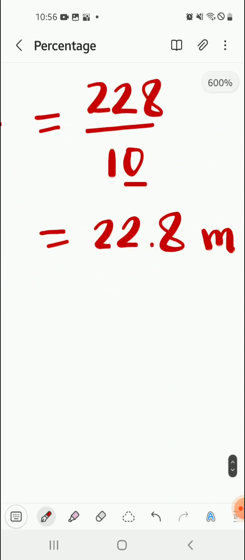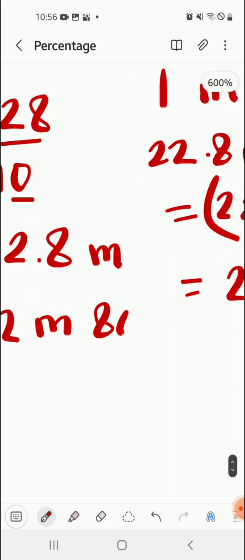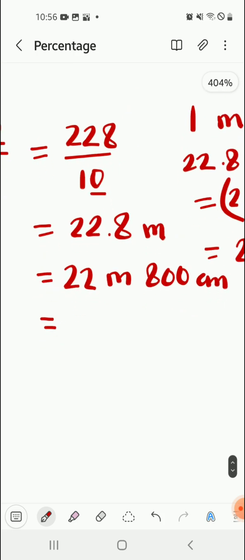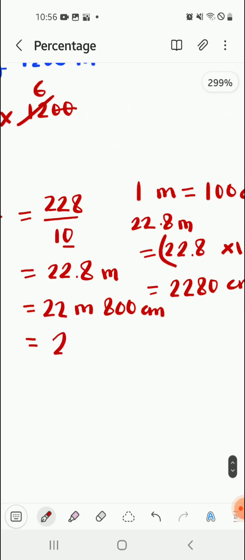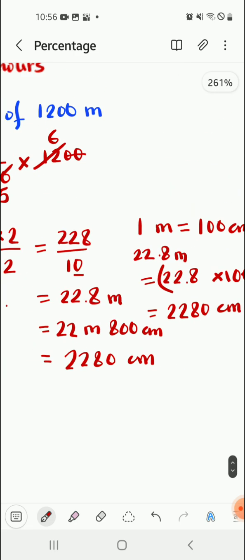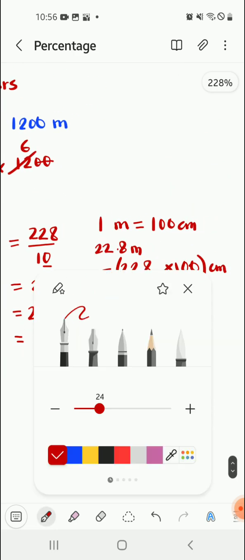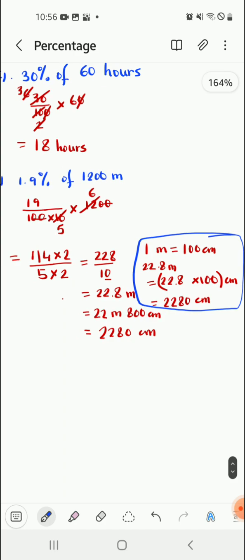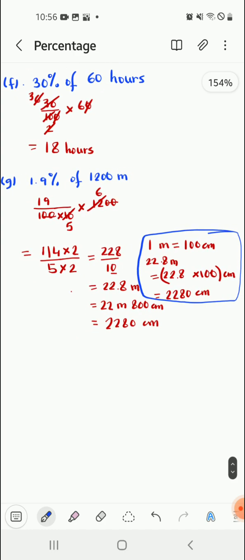So this is 22.8 meter, or you can write 22 meter 800 centimeter, or you can also write it as 2280 centimeter. Whatever suits you, right? You can write it down. There's no issue with that. And this part is purely the working. So this is how we're going to do this.